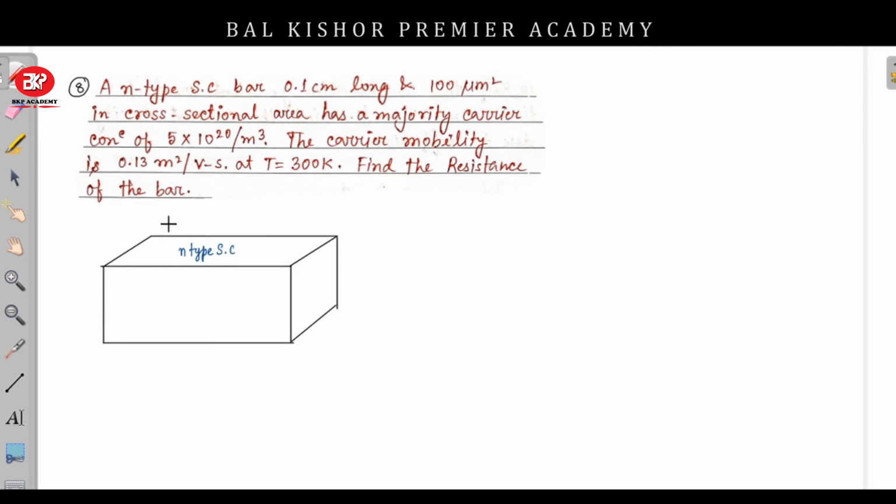And the length of the semiconductor is given by 0.1 centimeter. So what is the length? The length of the semiconductor is given by 0.1 centimeter. So we can say that this is 0.1 centimeter. The cross-sectional area of the semiconductor is 100 micrometer square.